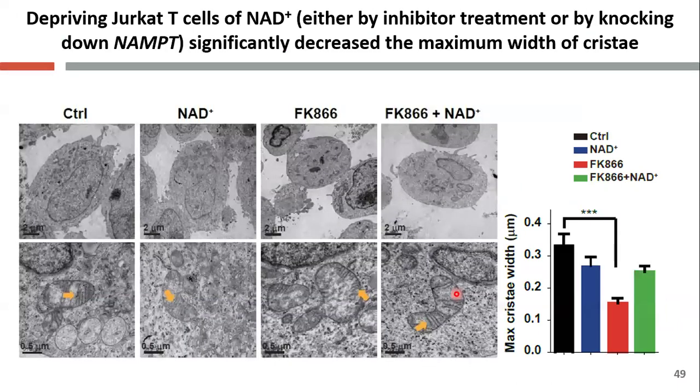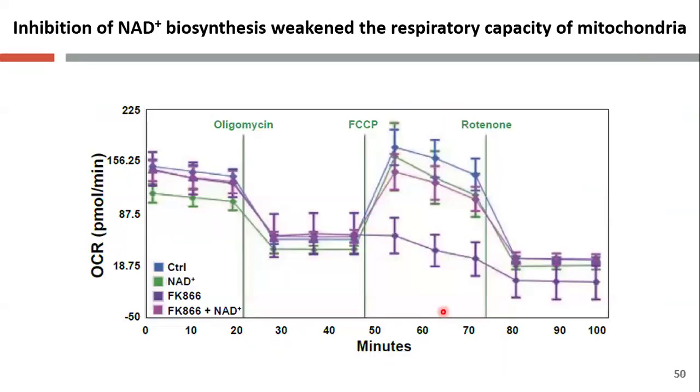we go forward and look at the morphology as well as the function of the mitochondria upon this treatment. As you can appreciate here, upon the NAMPT inhibitor treatment, we see the number of cristae dramatically decreased, as well as the morphology of the mitochondria dramatically changed. And the re-addition of NAD can totally rescue this phenotype.